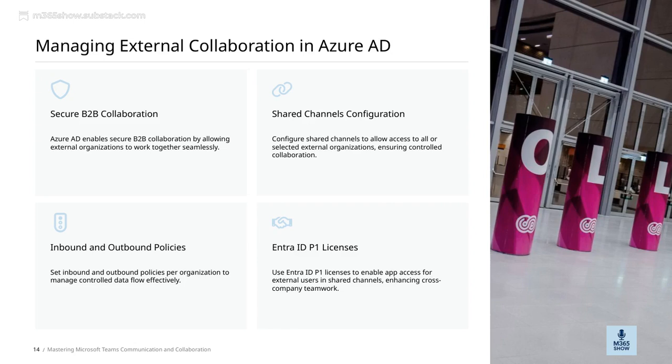Moving on, configuring shared channels is another key aspect. You can set these channels to allow access to all or just specific external organizations, which gives you flexibility in how you manage and control collaboration. Finally, Azure AD plays a vital role here by enabling secure B2B collaboration. It allows external organizations to work together smoothly, securely, and efficiently. All of these features come together to support a secure, controlled, and effective approach to external collaboration within your Microsoft Teams environment.